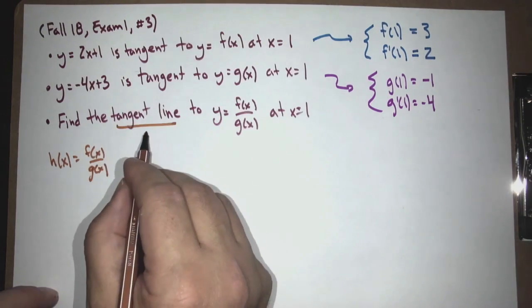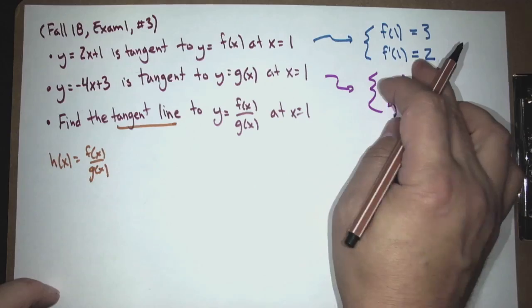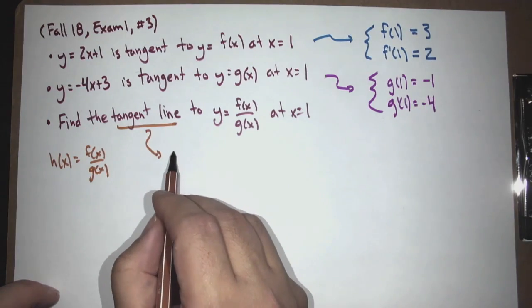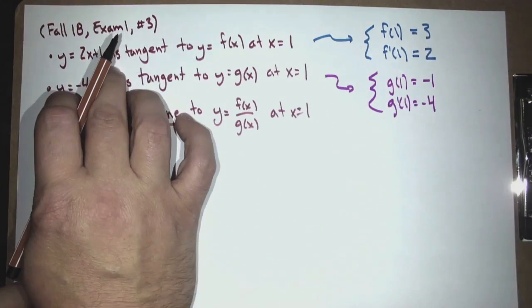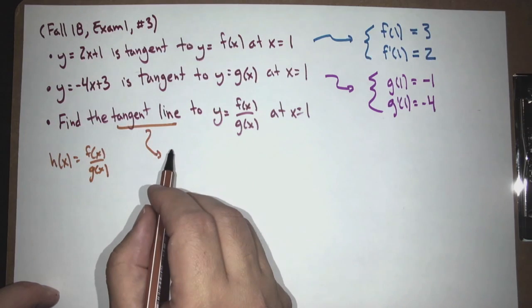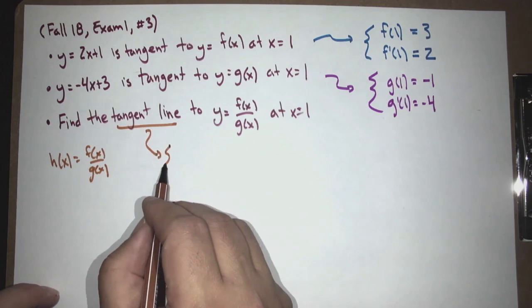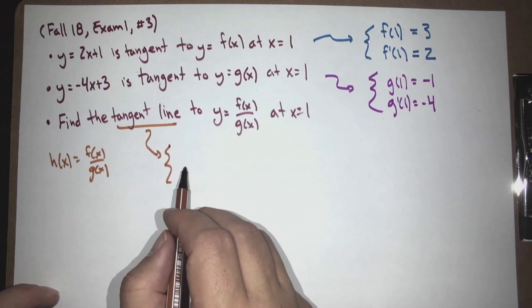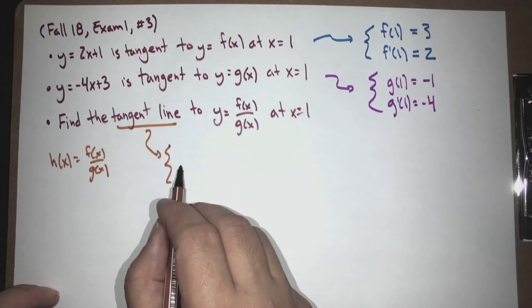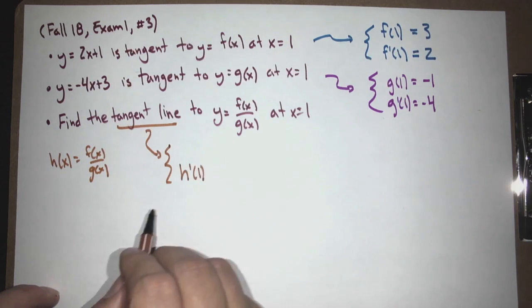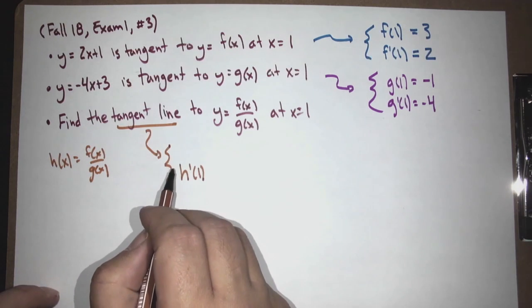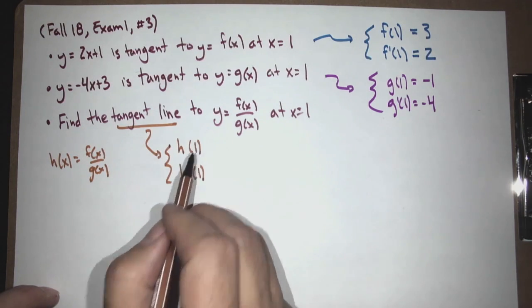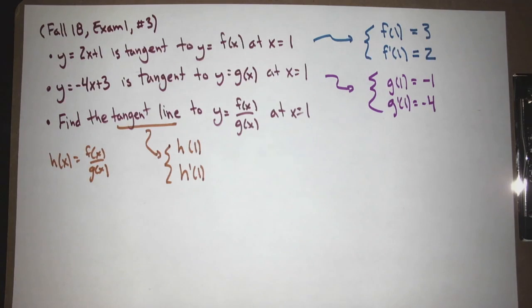The tangent line needs this information. So, what do we need to find? We do need to find the derivative, but what do we do once we found the derivative? Plug in the point. We need h prime of 1, and what else do we need? We need h of 1. If we have those two pieces of information, we can make that line. Which one do you want to try to figure out first? H of 1 or h prime of 1?